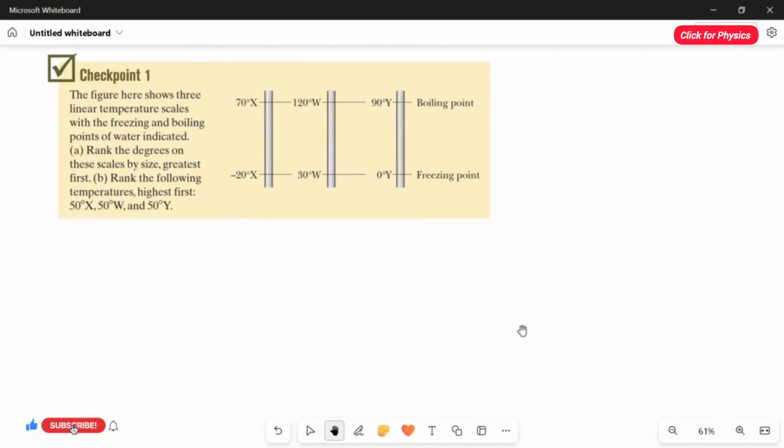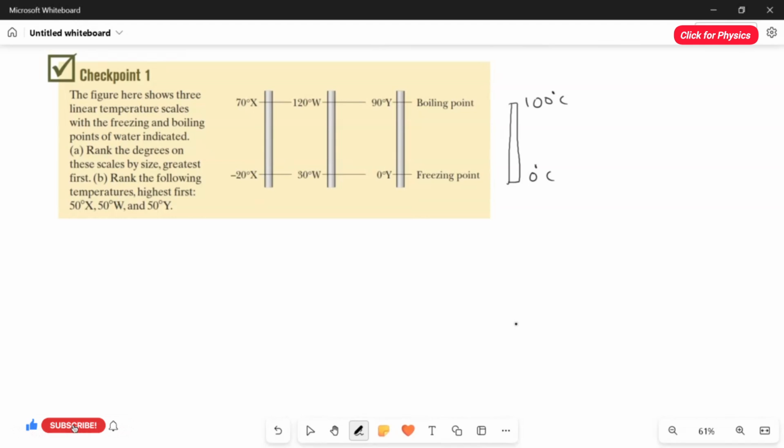To answer the first question, first let's take a reference scale. That's very important. Here we don't have a reference scale, because they mention the scales as degree X, degree W, and degree Y. So let's take a reference scale, whether Celsius or Fahrenheit. For our convenience, we can consider Celsius as the reference scale. For the Celsius scale, the boiling point is 100 degrees Celsius and the freezing point is 0 degrees Celsius. I'm going to take the Celsius scale as the reference for these three scales.